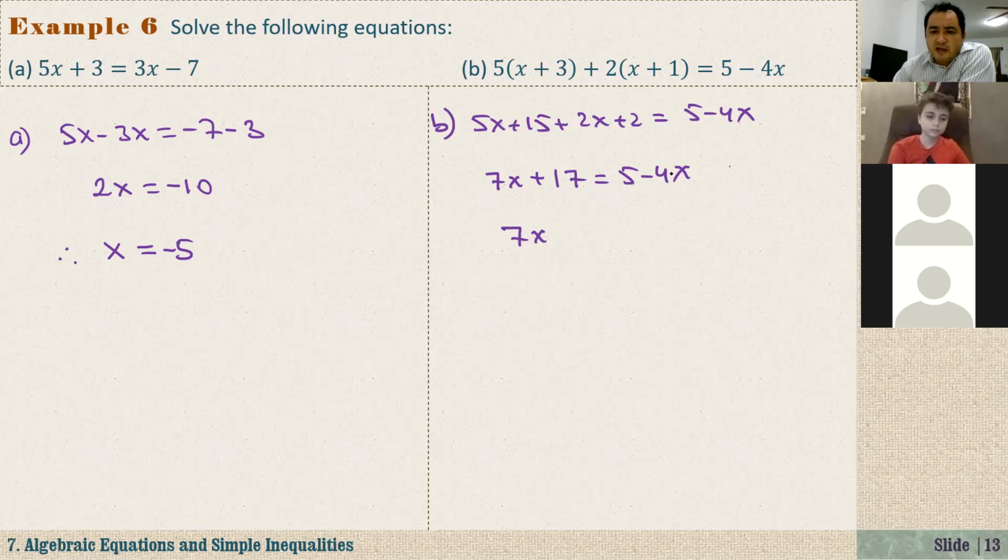So first take the unknown to the left, right? So it is plus 4x. And constants to the right. Usually we just keep unknowns on the left and the constants on the right. So it is 5 minus 17. And continue. So 7 plus 4 will be 11. 11x. x will be 5 minus 17, minus 12. Okay. What is x?